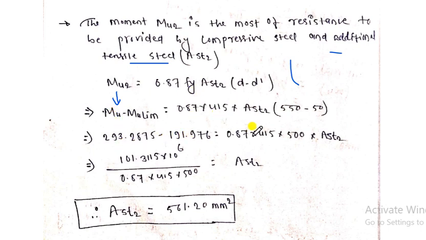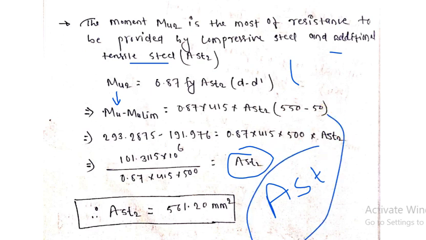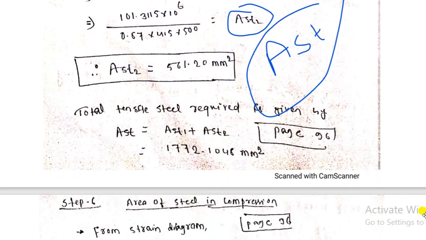Similarly, 0.87 fy is 415 into AST2, and d is 550 and clear cover is 50. From here we have calculated AST2, which comes to 561.20. So AST1 and AST2 are both calculated. AST means the area of steel in the tensile zone. To calculate the total AST, we add AST1 plus AST2, as given on page 96. So the total AST value comes to 1772.1048 mm squared.